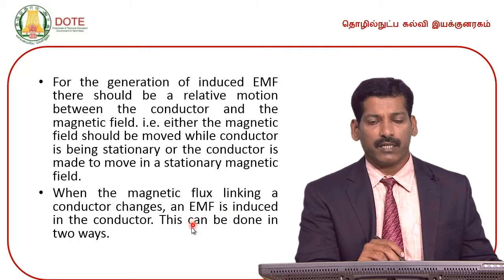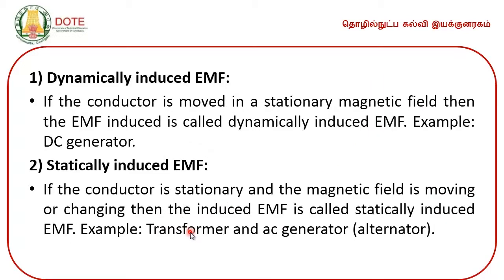This can be done in two ways. One is the dynamically induced EMF, the other one is statically induced EMF. What is the meaning of dynamically induced EMF? If the conductor is moved in a stationary magnetic field, then the EMF induced is called dynamically induced EMF. Example, the EMF being generated in a DC generator. In that the conductor is moving, that is the armature will be rotating, whereas the magnetic field remains stationary.